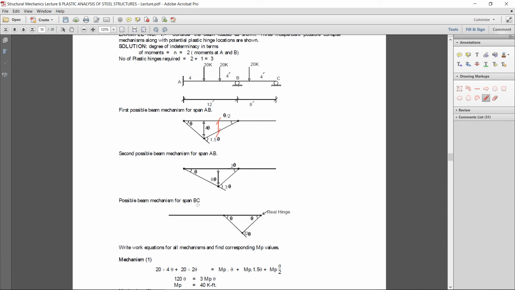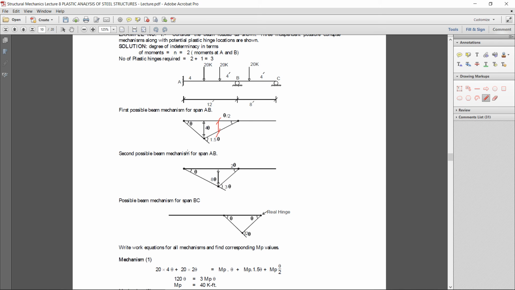Now what will be the internal work done? If this is the theta, then what will be the theta value on the other side? You can again get by the similar triangle. To get the theta value on this side, you will get 4 theta divided by 8. So 4 divided by 8, that you will get theta by 2 on this side.